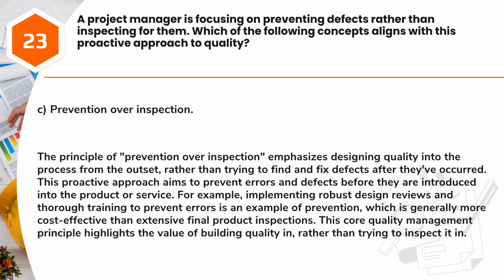Answer: C. Prevention over inspection. The principle of prevention over inspection emphasizes designing quality into the process from the outset, rather than trying to find and fix defects after they've occurred. This proactive approach aims to prevent errors and defects before they are introduced into the product or service. For example, implementing robust design reviews and thorough training to prevent errors is an example of prevention, which is generally more cost-effective than extensive final product inspections. This core quality management principle highlights the value of building quality in, rather than trying to inspect it in.